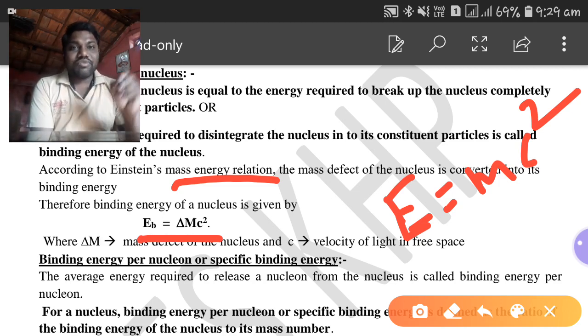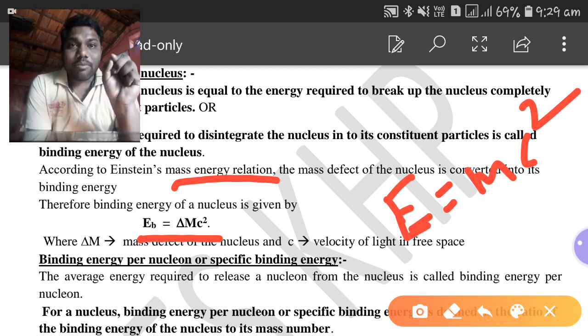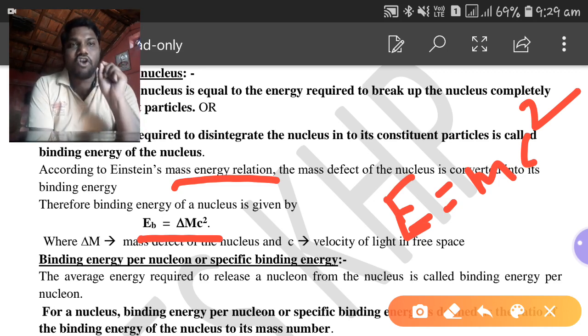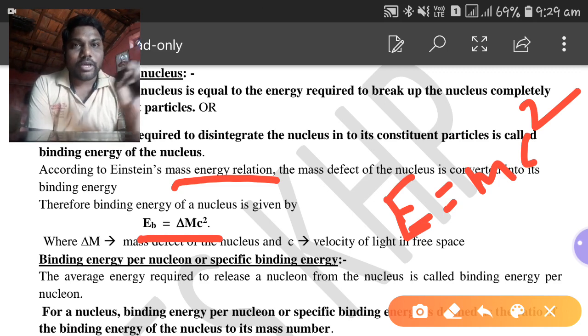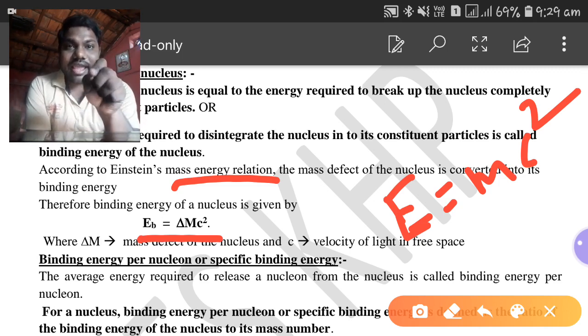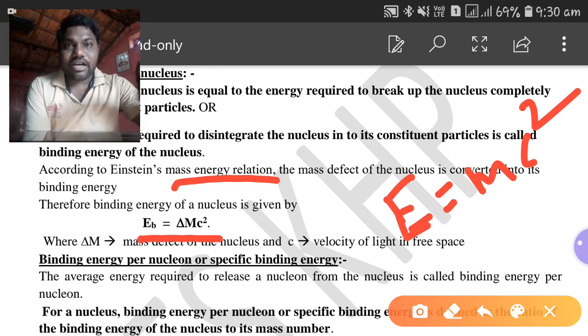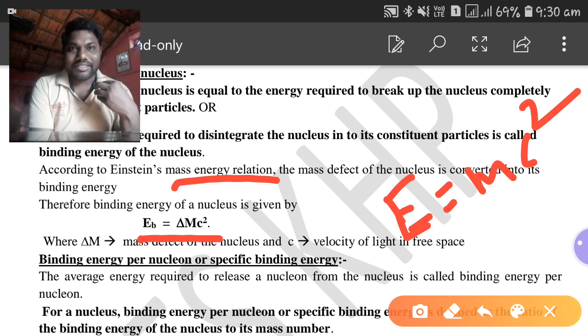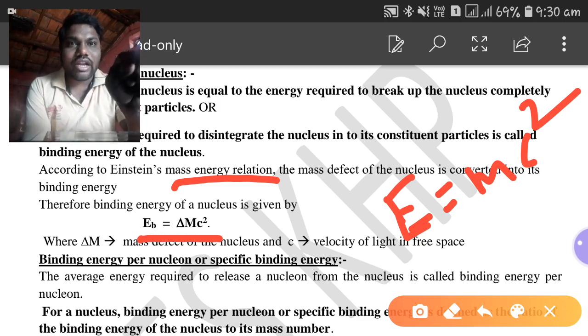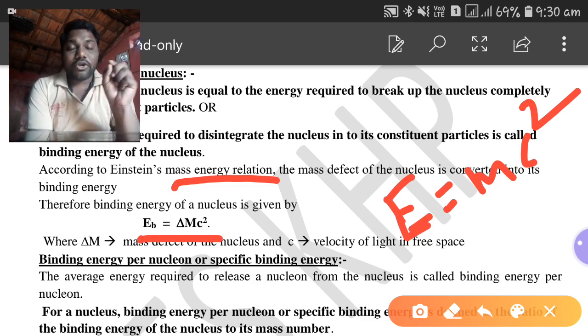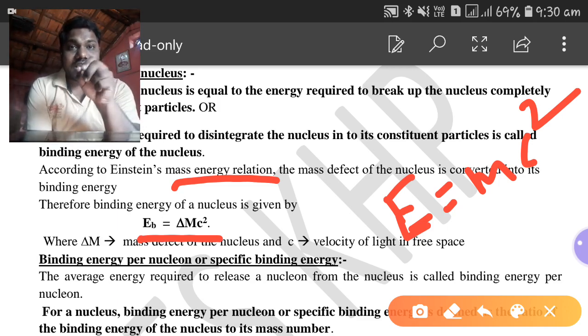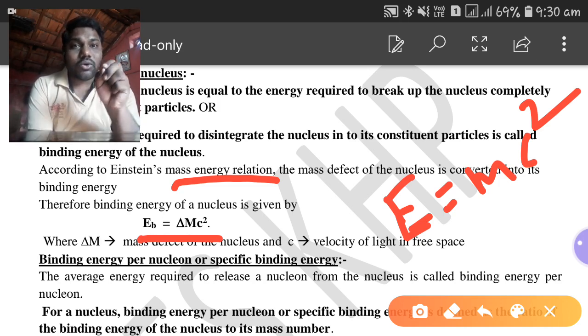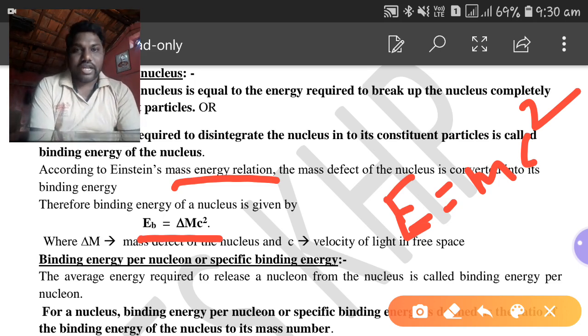Binding energy is equal to delta m, mass defect, multiplied by c square. Is this clear? From Einstein's mass energy relation, E is equal to mc square, here m is mass and here delta m is mass defect, because the mass defect itself is converted into energy, and that is nothing but the binding energy. So mass defect is equivalent to binding energy. Therefore, binding energy is equal to delta m into c square. So Eb is binding energy, equal to delta m into c square, where delta m is mass defect and c is the velocity of light in free space.